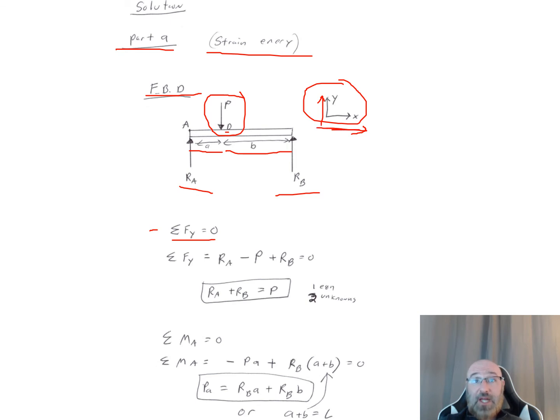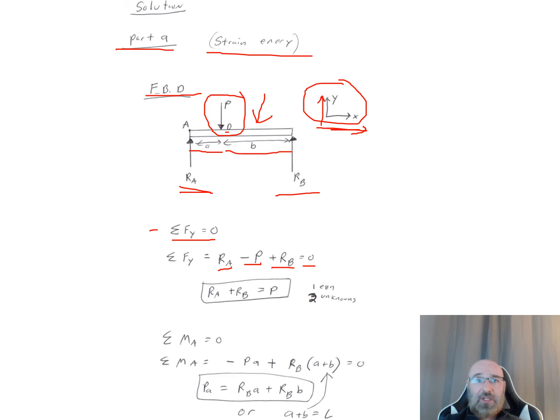And again, pay attention to sign convention according to this coordinate system here. So I can say, well, summation of forces in my y direction, I have a positive R sub A going up in my positive y direction. I have a negative P going down in my negative y direction right there. And I have a positive R sub B. So these are all equal to 0.